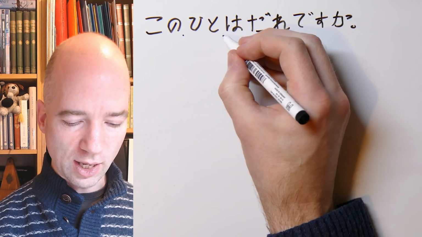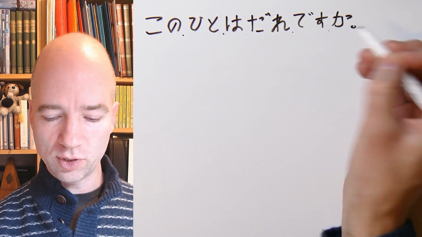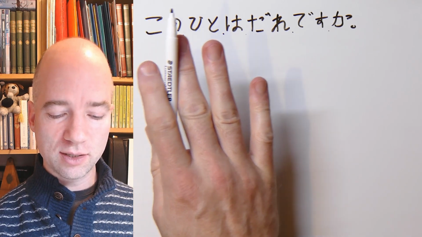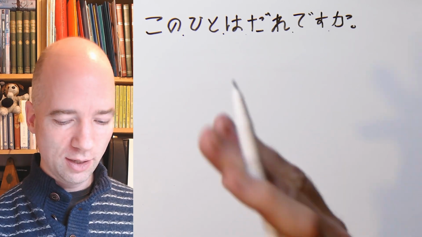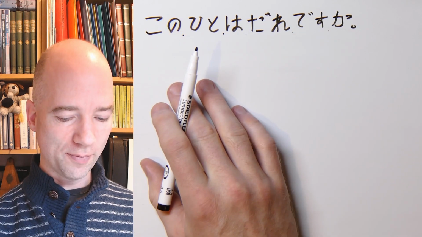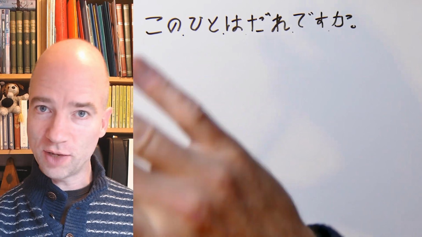So, what do we have here? I'll just make little dots to distinguish different elements now. So, この人 means this person. 人 means person, human being. この is a demonstrative. And I'll say a little bit more about how demonstratives work in a minute when I've done a few more sentences.